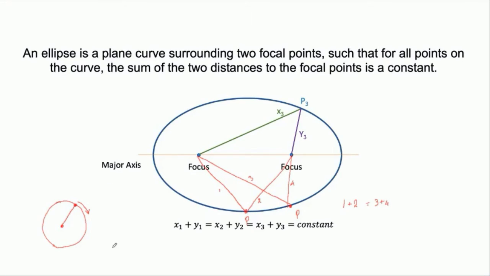For constructing an ellipse, what I can do is have two fixed points. These are our focuses. I'm going to have a thread or string attached to them, and I'm going to have the pen or pencil over here. Now I'm trying to move this point over here. What will happen to the thread?